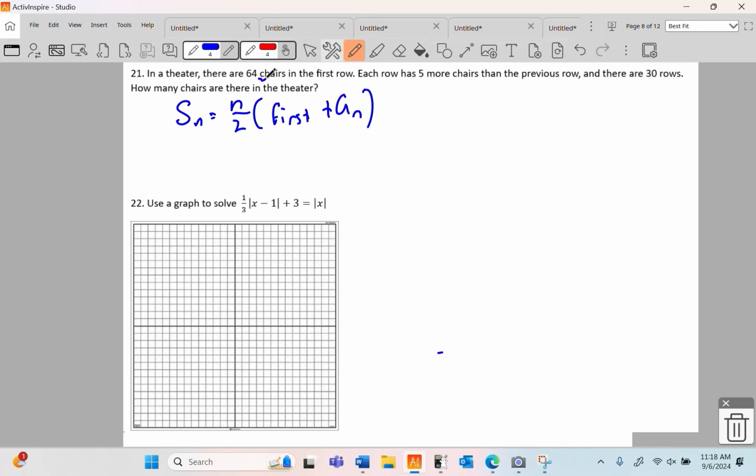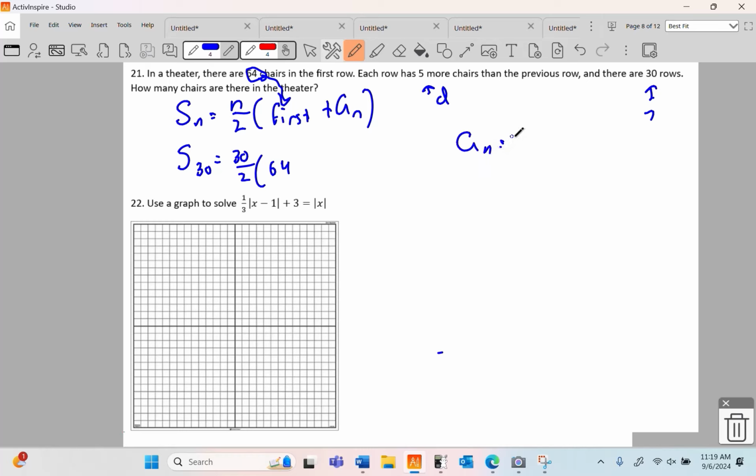There's 64 in the first row. It's going in. There's 30 rows, that's n. That is the difference, which doesn't go in this formula. But what I know from reading the text is that there's 30 rows. The first one has 64. It's a big theater, by the way. And I don't know that you want to write this out. You can, but don't know that you want to.